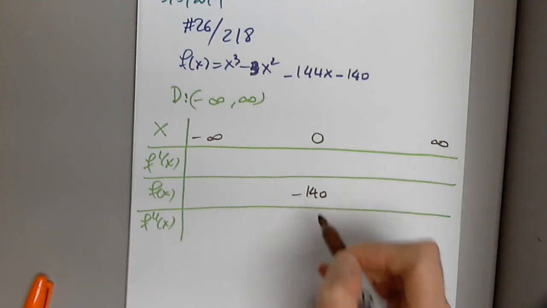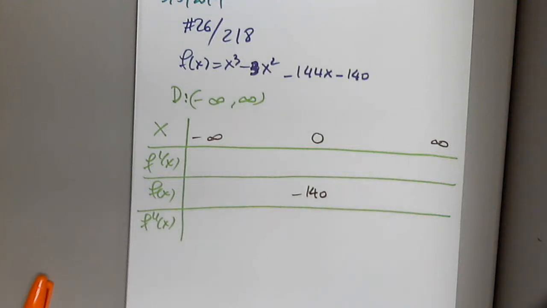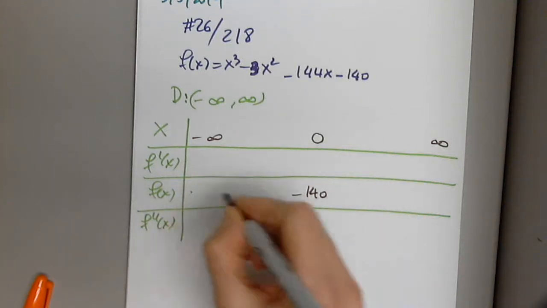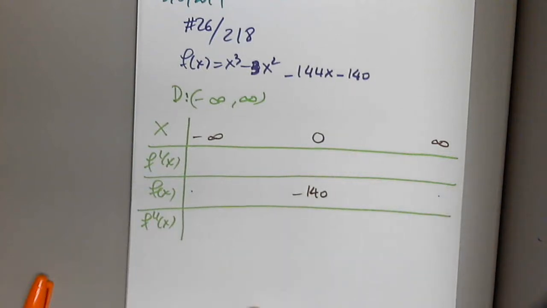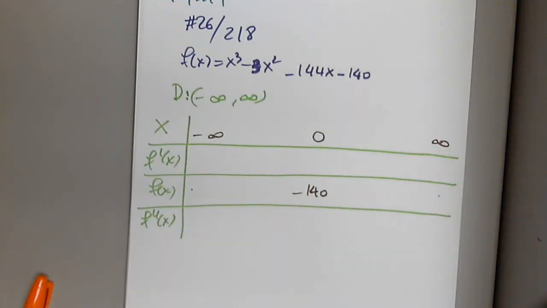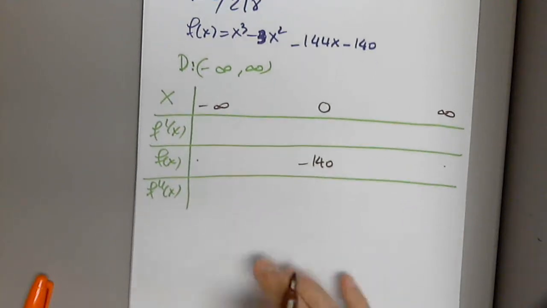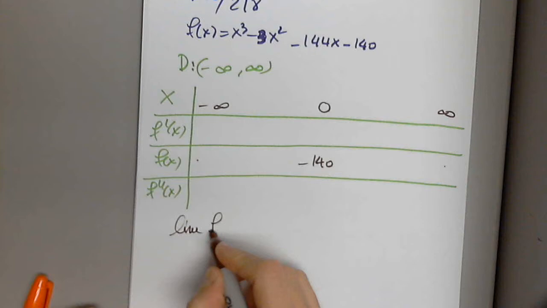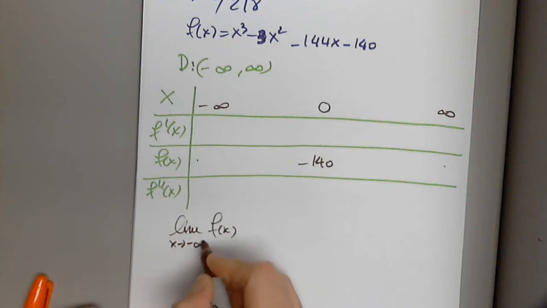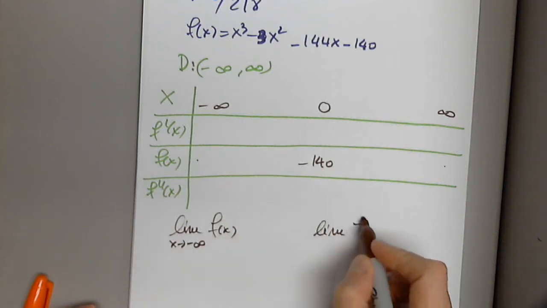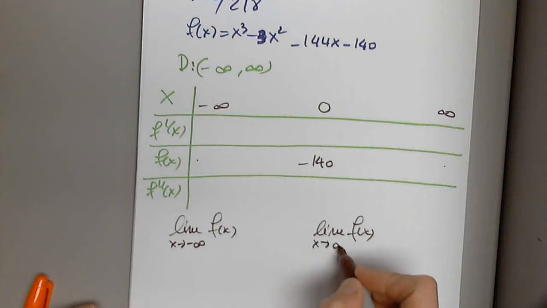Perfect. So now I need to determine the limits at infinity. So you understand what I'm doing: I'm trying to fill in everything I can find about the function from the function itself. X and Y intercepts and limits. There's really nothing else. So I will find the limit of the function as x approaches negative infinity and as x approaches infinity.